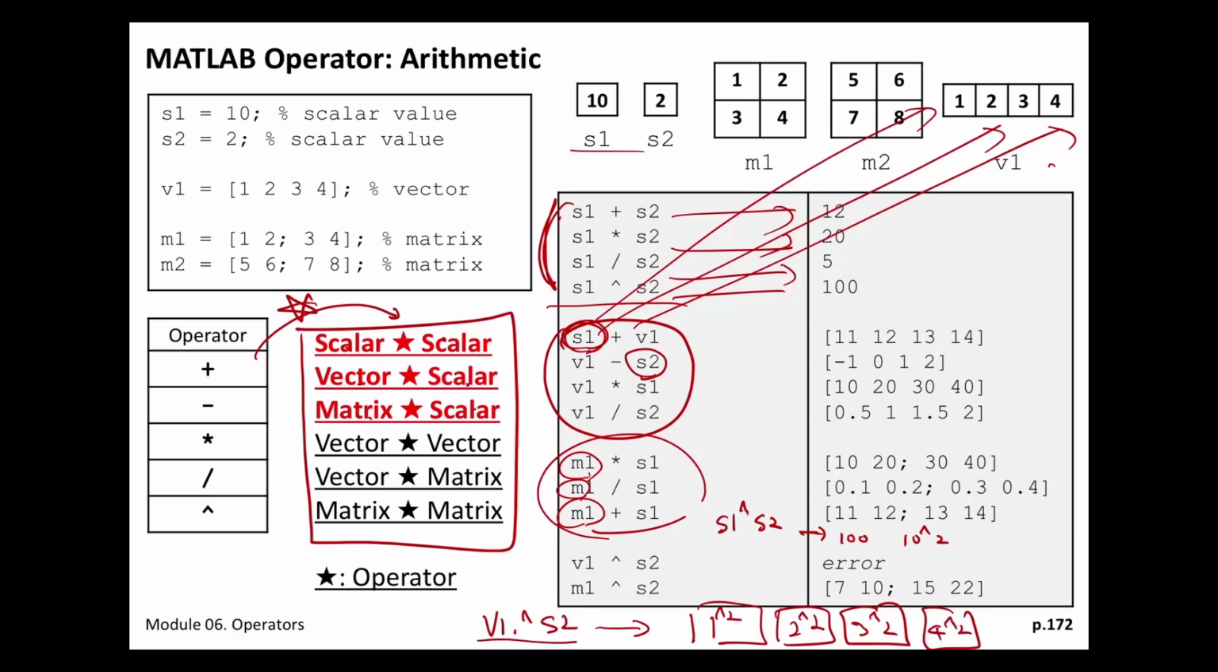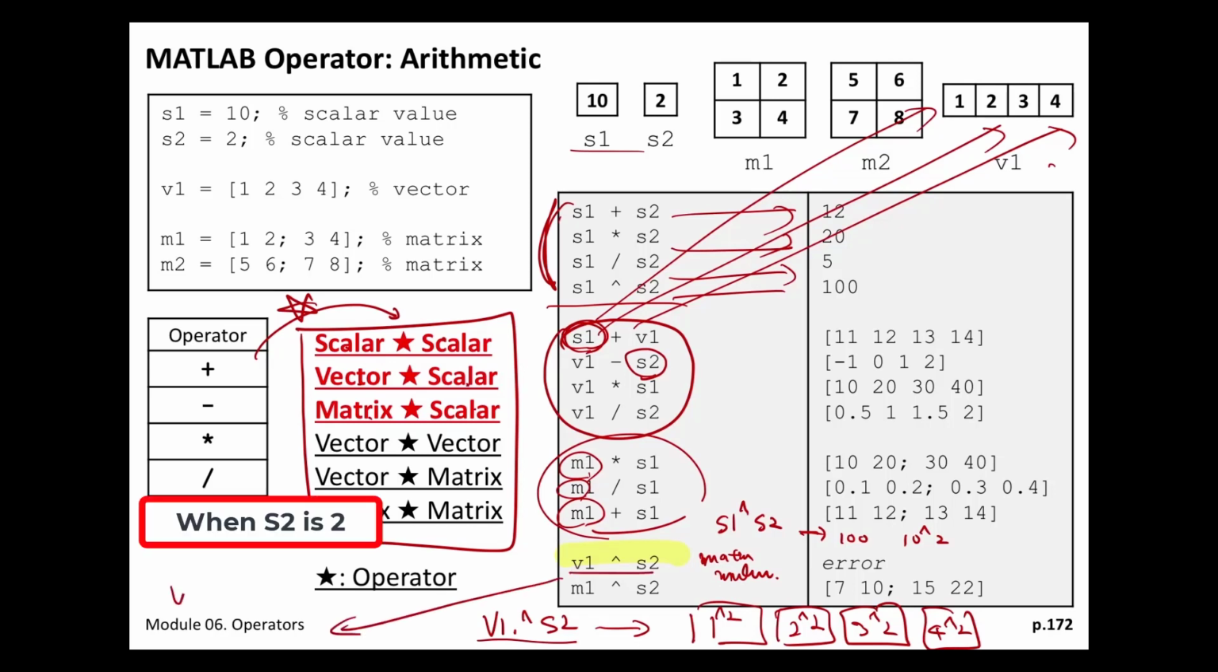However, what is this one? Without the dot, that is the matrix multiplication. This is equivalent to V1 times V1. To do the matrix multiplication, the inner dimensions should match. But this one is 1 by 4, 1 by 4. That's why the inner dimension is not matched, and that's why there's an error. Make sense?